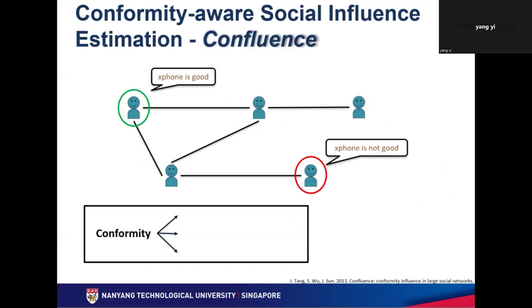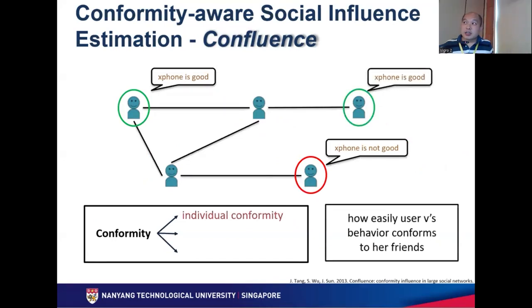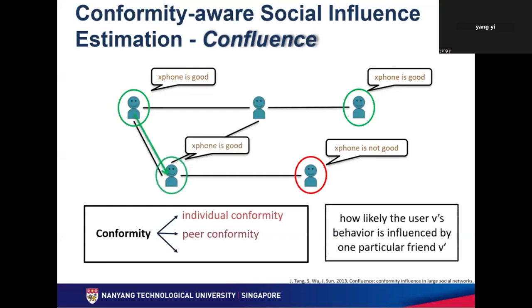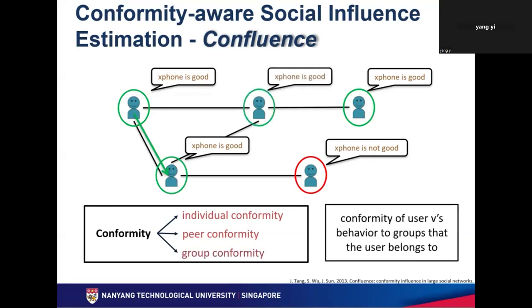Confluence studied conformity in a fine-grained model. They distinguish conformity into three different subtypes. One is individual conformity, which evaluates how easily a user V's behavior conforms to her friends. The second is peer conformity, which models how likely a user V's opinion is influenced by some particular friends, V prime. The third is group conformity, which models the conformity of user V's behavior to the groups it belongs to.